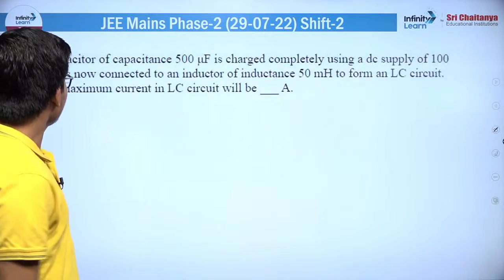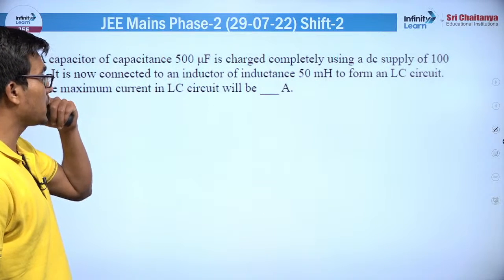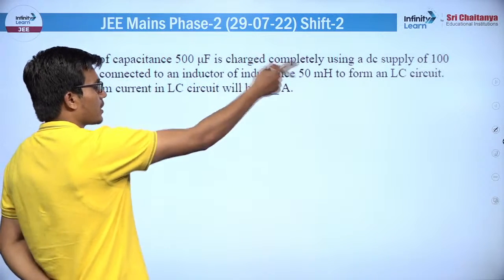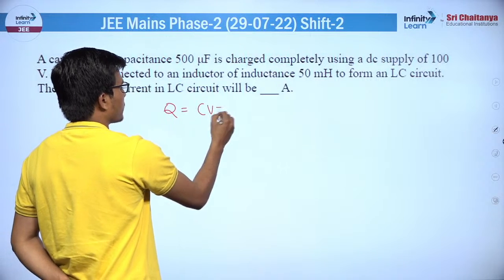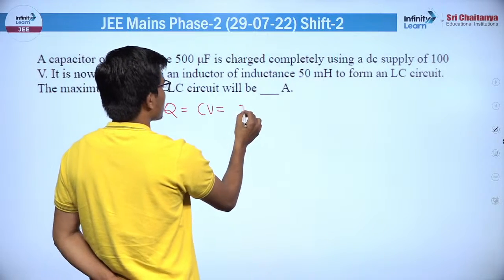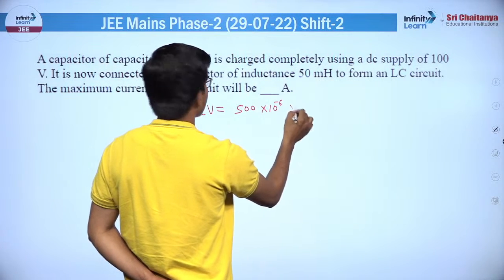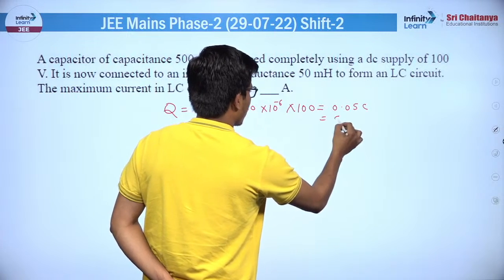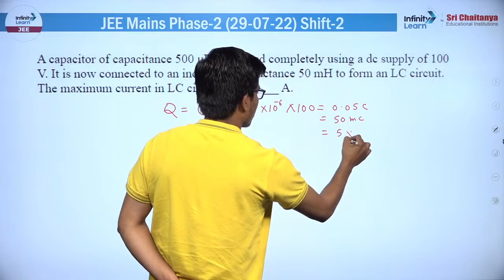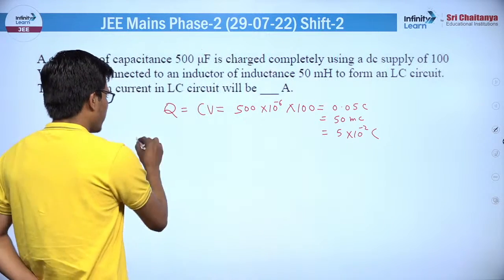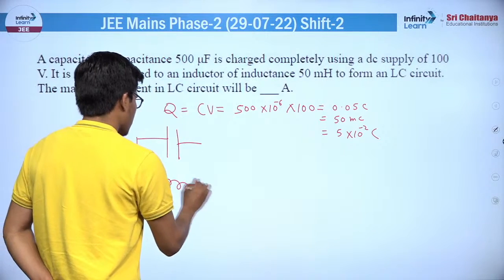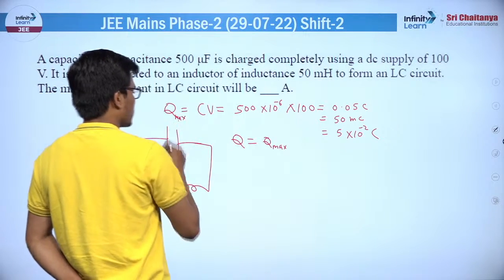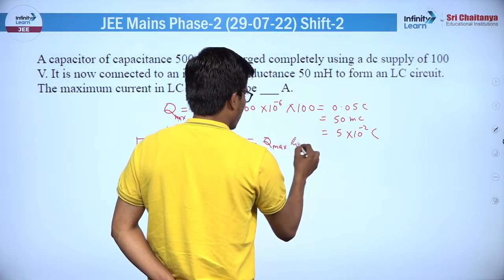Simple question. Next question is a capacitor of capacitance is charged completely using a DC supply, and it is now connected to an inductor of inductance. So if you connect to the DC supply, the capacitor will charge by the charge CV. C is given to you 500 into 10 to the power minus 6 into V is 100. So it will be 0.05 coulomb, or you can write 50 millicoulomb. And whenever you have an LC circuit, meaning LC oscillation, the charge varies like Q max, this was the Q max of the capacitance, into cos omega t, right?